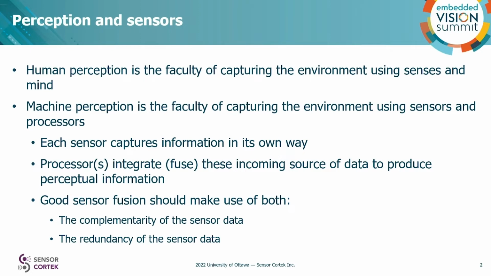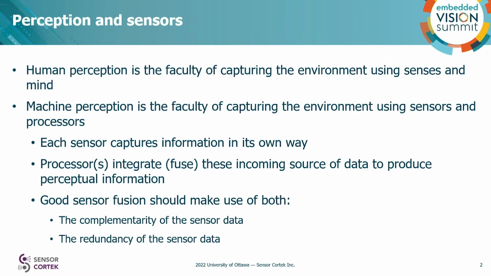So the processor has to be able to integrate that incoming source of information in order to perform the perceptual task: being able to detect the object of interest, being able to track them, understand their behavior, and predict their motion, for example.